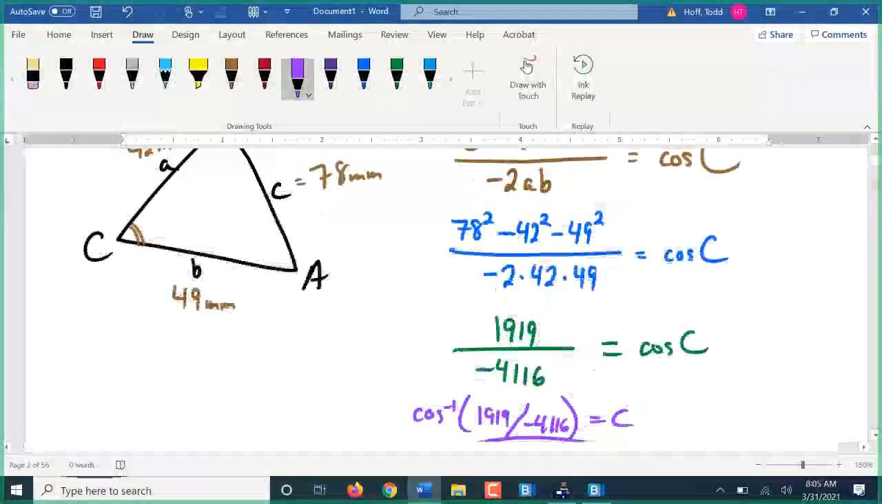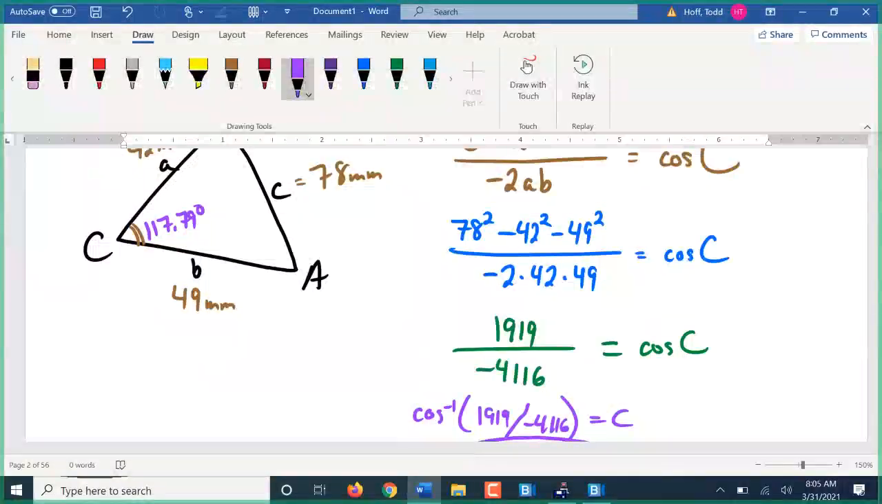Well, the nice thing about cosines is cosines do give you obtuse angles. The angle that would have the same cosine would be a negative angle, so it's never going to come up in a triangle. Of course, now that we have that angle, we can use law of sines to find the other angles. I'm going to trust that you guys can.